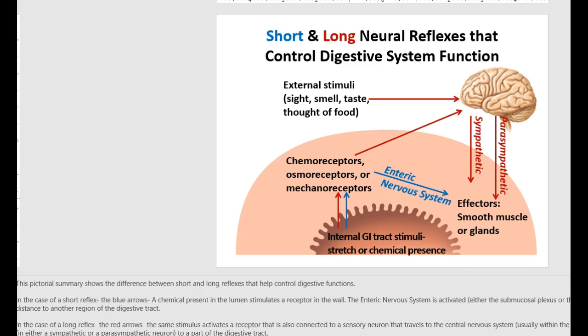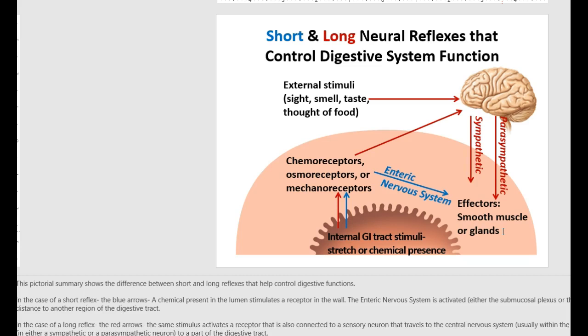Here's a picture, kind of a graphical representation of short and long neural reflexes. So this is the lumen of the GI tract or the alimentary canal. And let's say there's a certain chemical present in this lumen. If we follow the blue line, there's a receptor, a chemoreceptor, that detected the presence of that chemical. Well, that could be linked to a neuron in one of those plexuses, the enteric nervous system, and that neuron travels a short distance to affect smooth muscle or a gland in another region of the digestive tract.